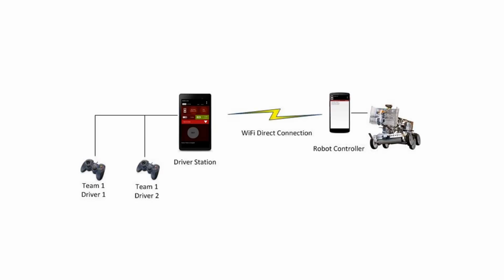This is a simplified drawing of how a robot works. On our robot, there's a robot controller, and this robot controller is connected to the driver station by Wi-Fi. And our driver station is connected to two gamepads, and these gamepads are used to drive our robot during the match.